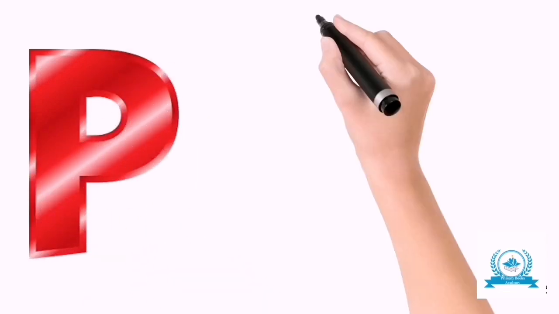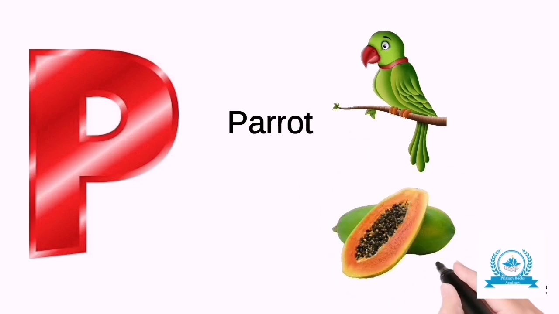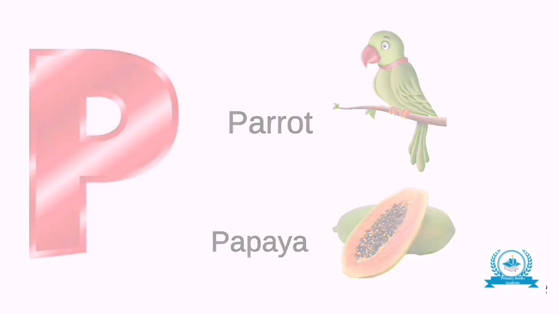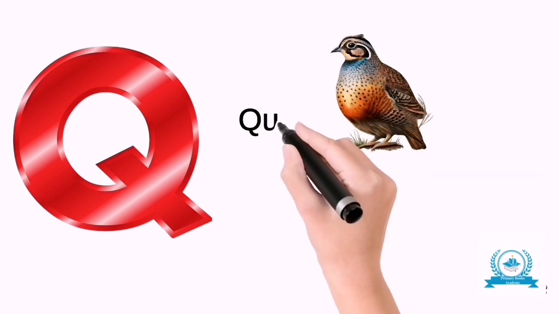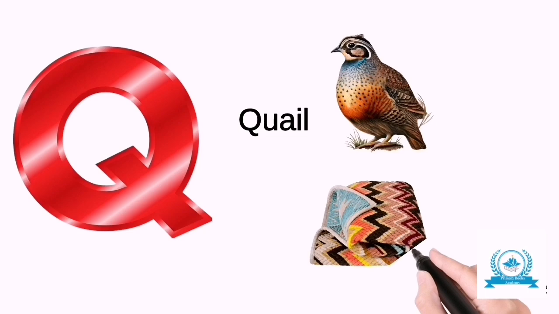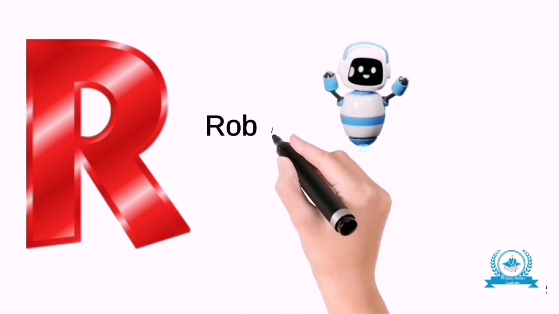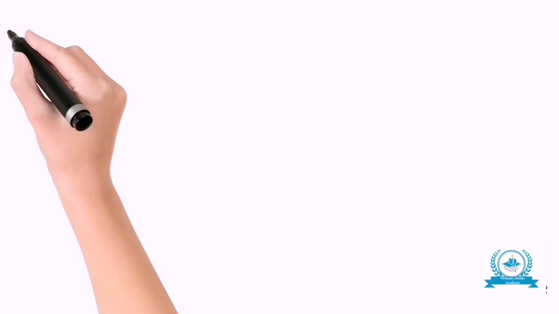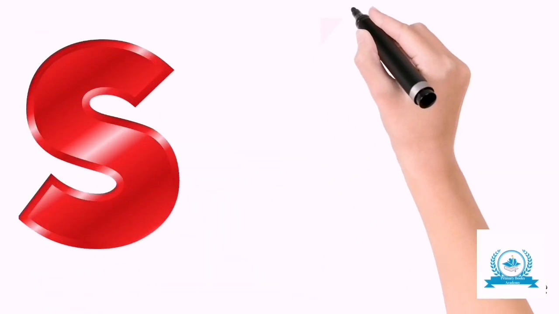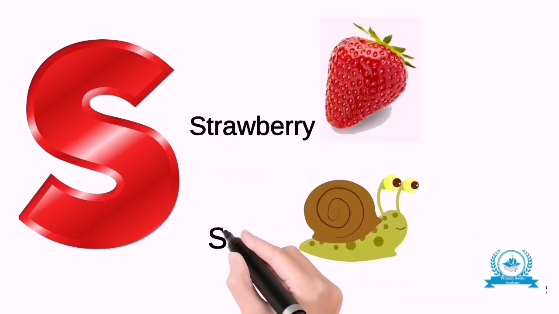P for parrot. P for papaya. Q for quail. Q for quilt. R for robot. R for ring. S for strawberry. S for snail.